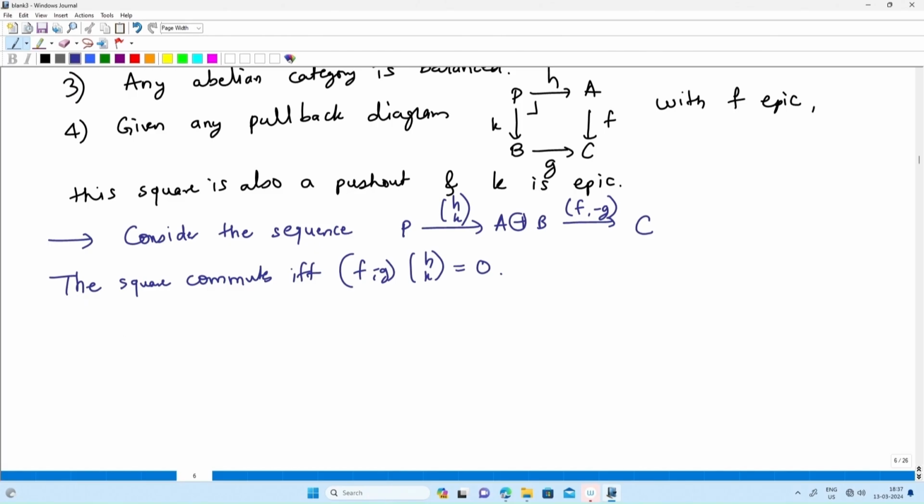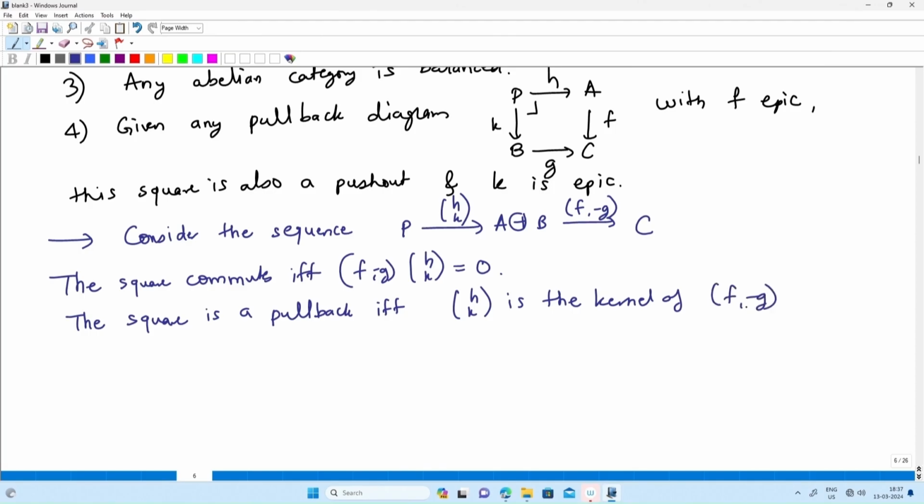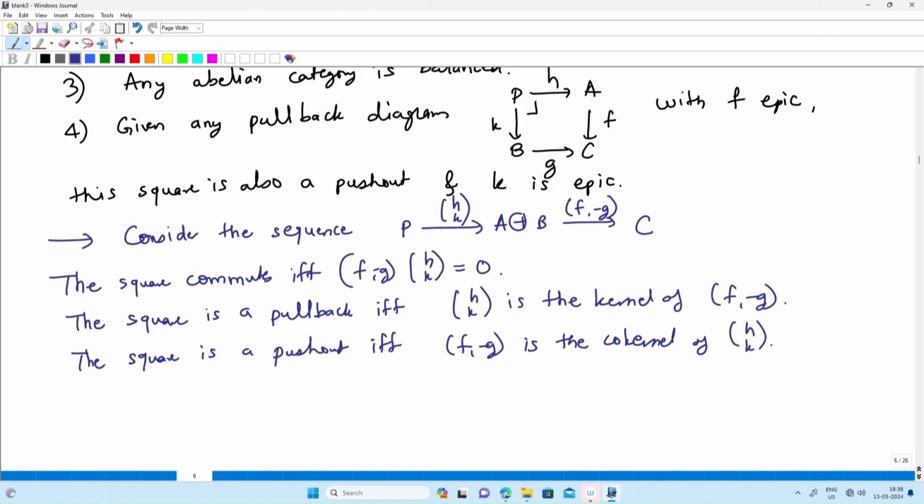Okay, then the square is a pullback diagram if and only if HK is the kernel of F minus G. And similarly there is another statement: the square is a push out if and only if F comma minus G is the co-kernel of HK. Okay, so all these properties are true.